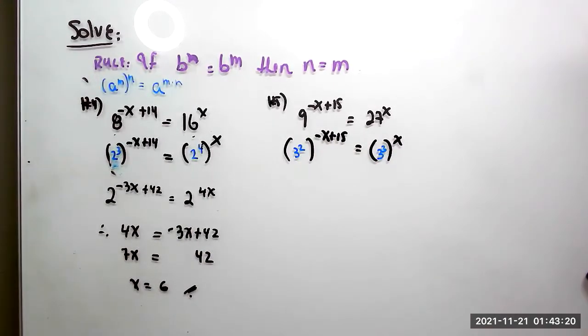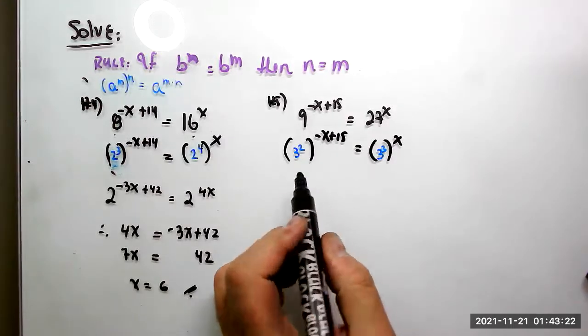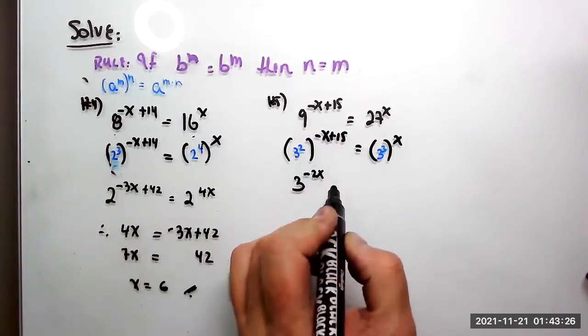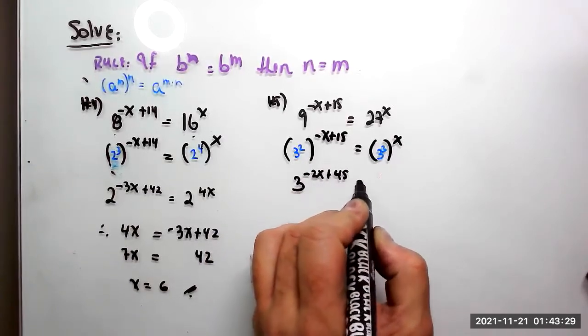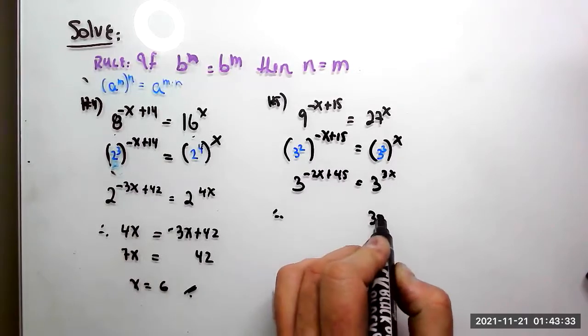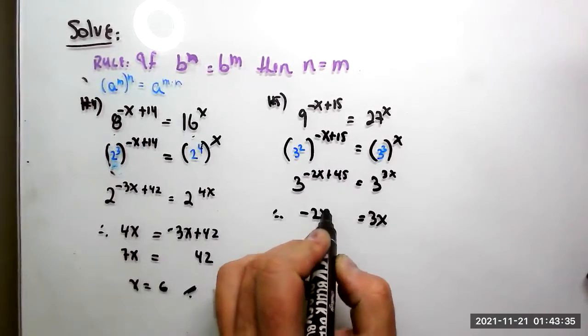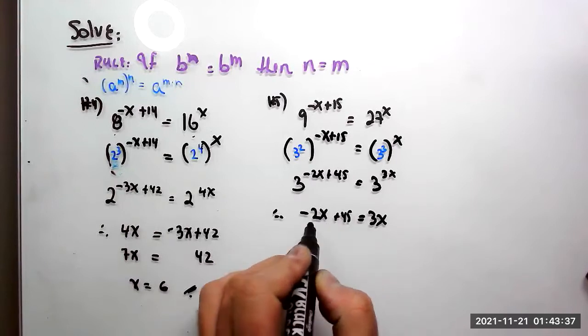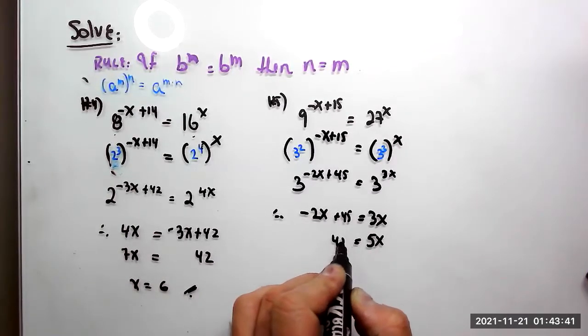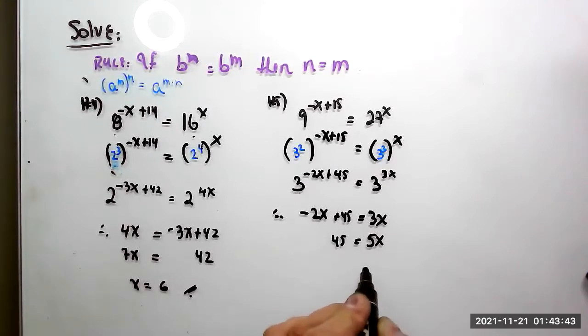So now, same rule, power rule. 3 to the 2 times negative x minus 2x, 3 to the 3 times 15, 45 equals 3 to the 3x. Therefore, 3x equals negative 2x plus 45. We may add 2x. 5x equals 45. We divide by 5. So x equals 45 over 5, which is 9, and we're done.